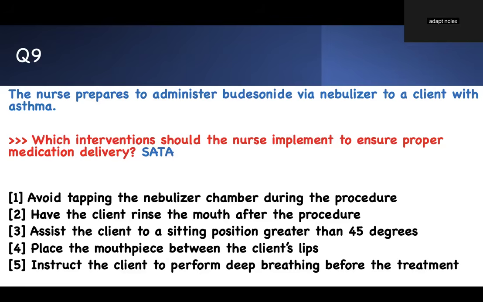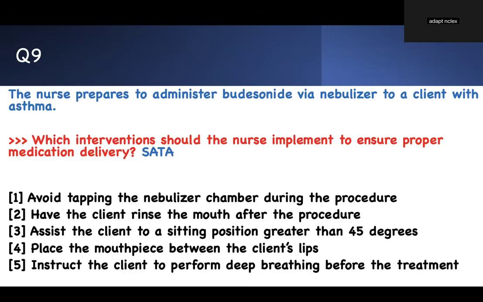Should they avoid tapping the nebulizer chamber during the procedure? Medication administration fundamentals here. Have the client rinse their mouth after the procedure? Same thing, right? Assist the client to a sitting position greater than 45 degrees. Place the mouthpiece between the client's lips. Instruct the client to perform deep breathing before the treatment. Pharmacology test. Put down your answer. This is NCLEX review as we review the content and we do NCLEX questions and answers. So what do you think? What should they do as they teach the individual to implement proper medication administration?